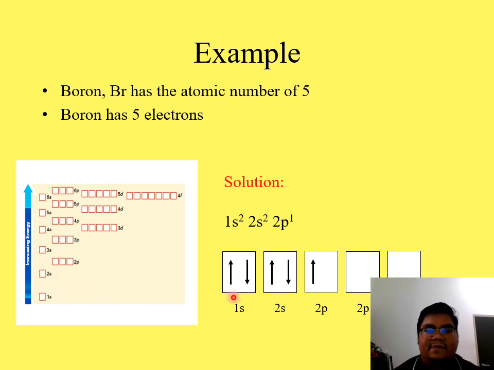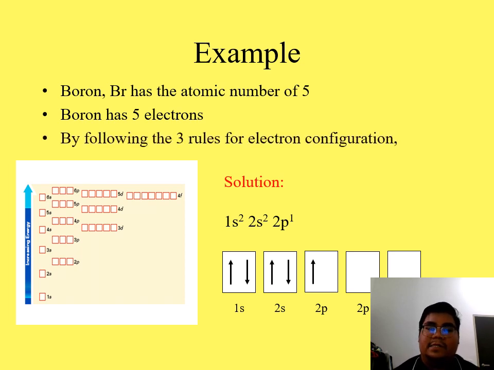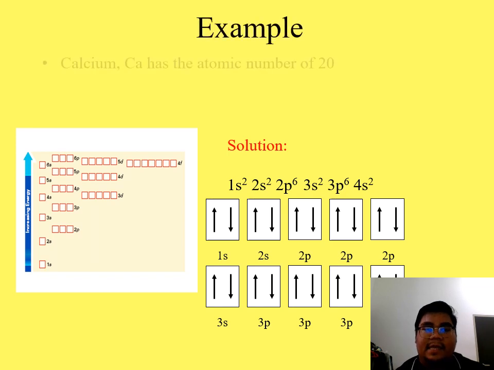Now for the second level, there's a 2s orbital and the 2p orbitals. We know that the s orbital can fit another 2 electrons, so we fit another 2, and the p orbitals can fit 6. But since there's only 1 electron left, we only fill 1 of the p orbitals here. So this is how the electron configuration looks like by following the rules.